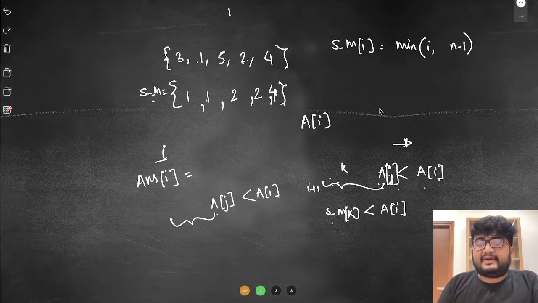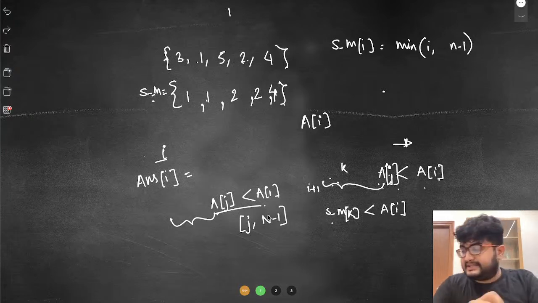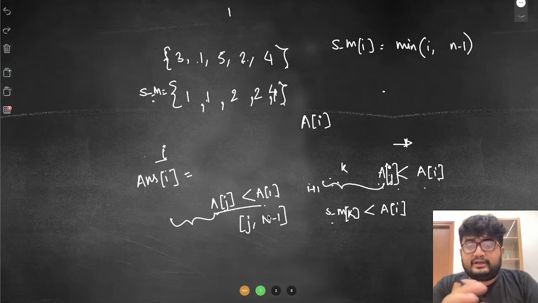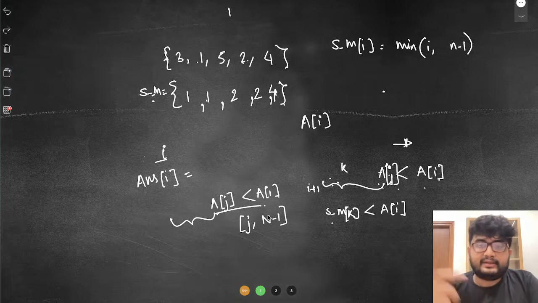So in that case, if this is the condition, our search space will be from j to n minus 1. Our search space will be on the right hand side, that is j to n minus 1, because the answer will be there. Either it is j or somewhere on the right hand side of j.